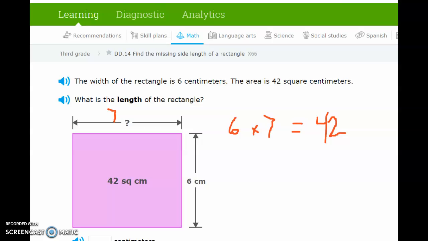All right. So that is how you will be solving this IXL task. If you need to, go back and rewatch the video. Good luck. Thanks for learning with me.